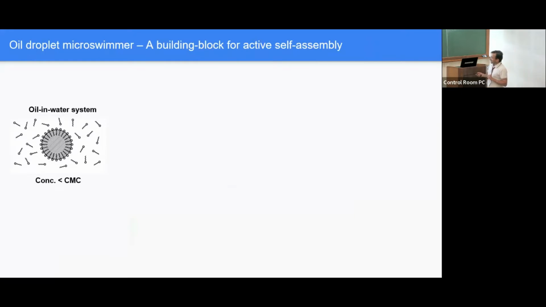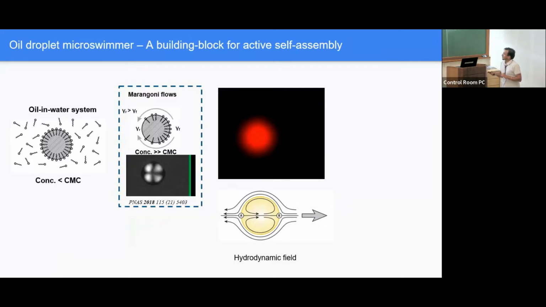where these oil droplets are stabilized by the surfactant at a concentration below critical micellar concentration, but above critical micellar concentration, these droplets start self-propelling, undergoing micellar solubilization. So the self-propulsion is caused by the self-sustained gradient in surface energies, which generates Marangoni stresses and induces the flows. And here we are using 5CB liquid crystal as the oil phase.